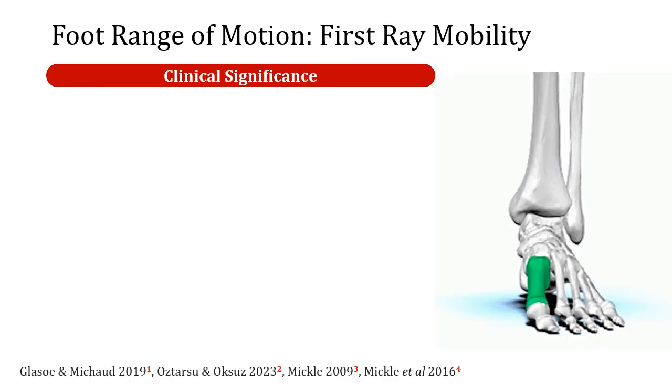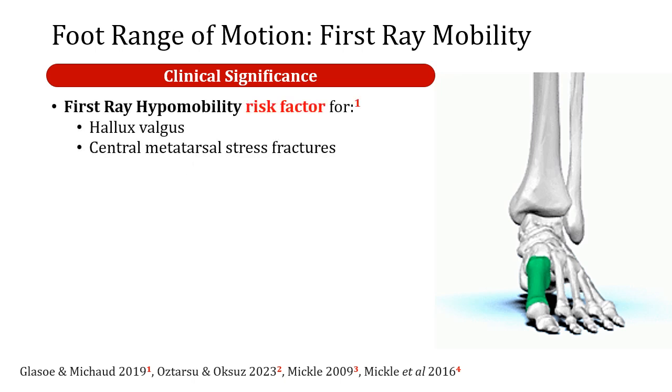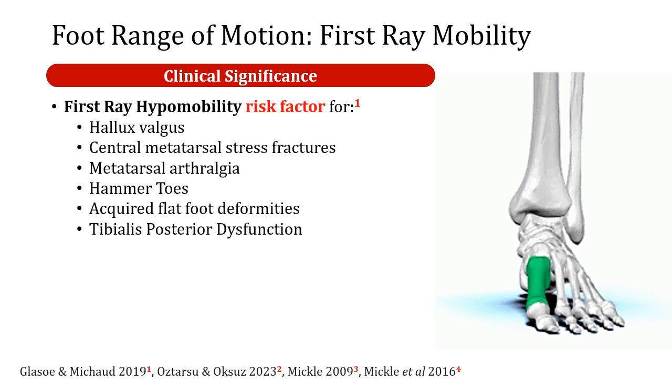Okay, so why would we care about the first ray mobility? I think it's important to highlight that to give justification for why I'm endorsing measuring what we're said to be measuring. So the first ray hypomobility is a risk factor for hallux valgus, central metatarsal stress fractures, metatarsalgia, hammer toe, acquired flat foot deformities, tibialis posterior dysfunction.